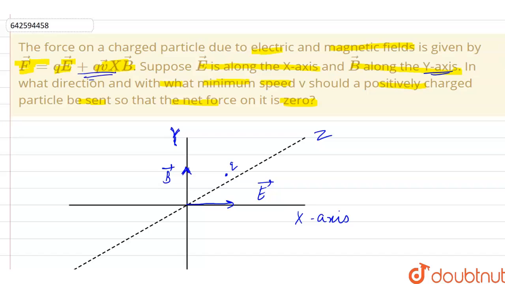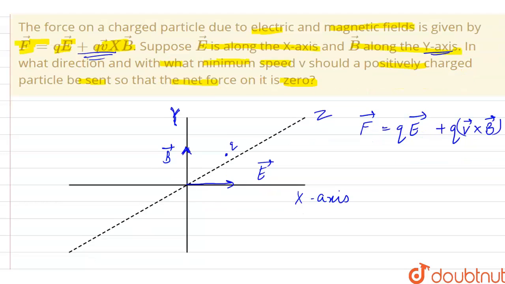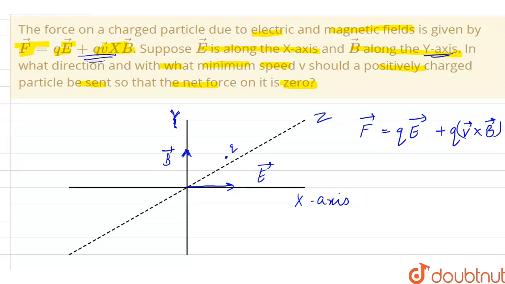So let's just suppose that here's our charge q and a force is acting on this charge q due to electric and magnetic field, which is F vector is equal to q E vector plus q v vector cross B vector. This is the force that is acting on this charged particle q.